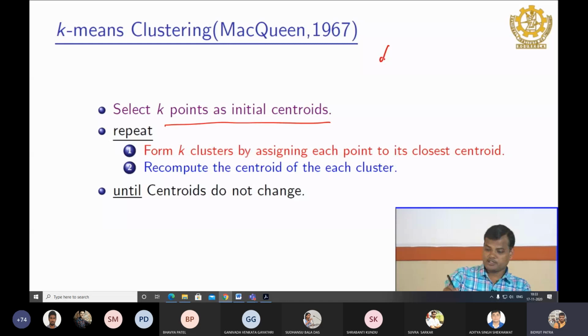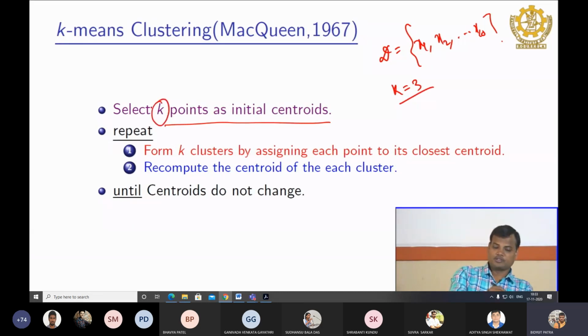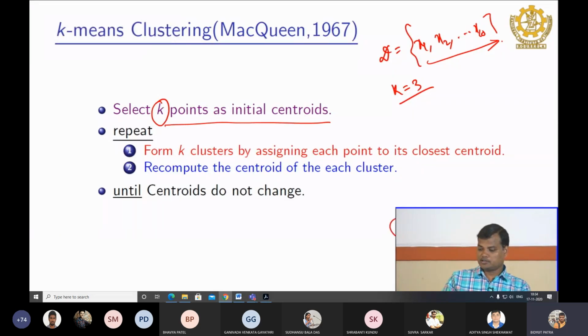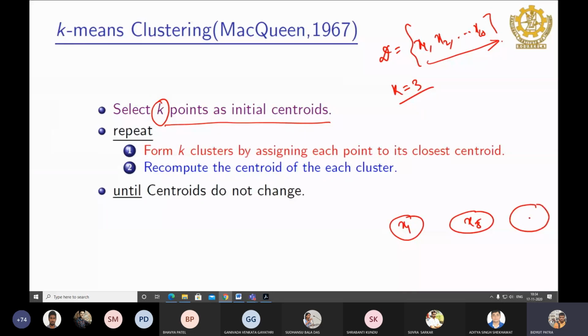So you have a data set, let's say x1, x2 to x10. Let's say k equal to 3. And k is always represented as k. So k equal to 3. That means you choose 3 arbitrary points from the data set. Select k points as the initial centroids. So you have a cluster, let's say with x1, another cluster with x8, and another cluster with x9.